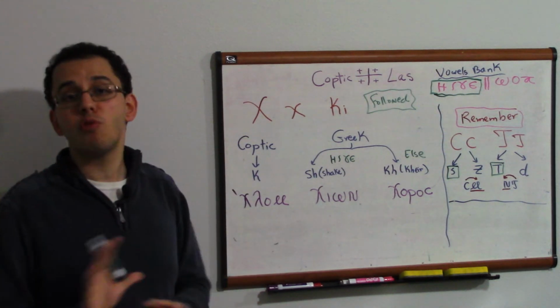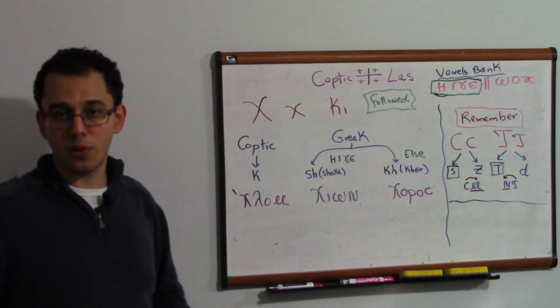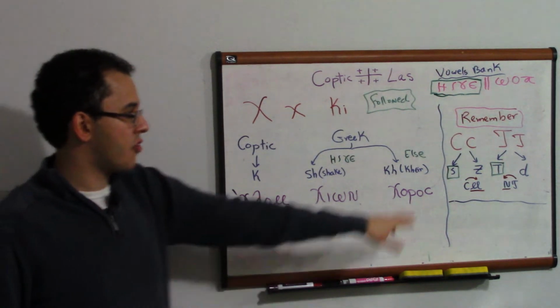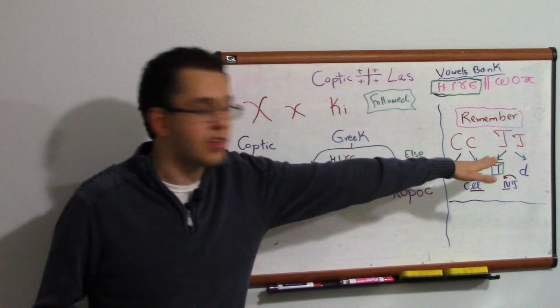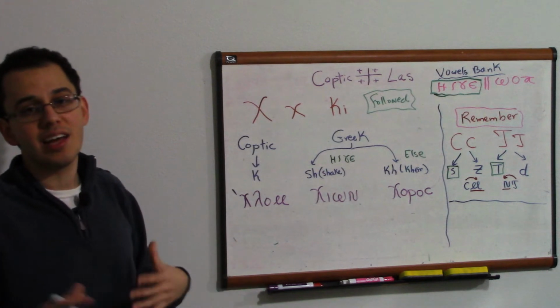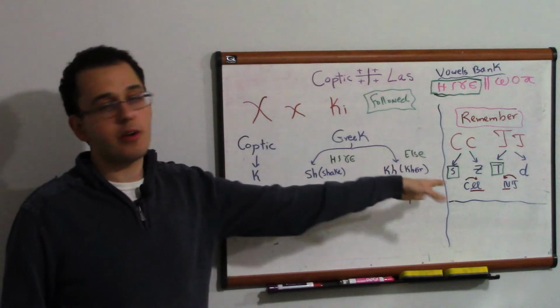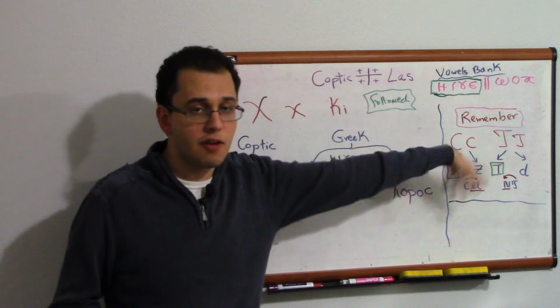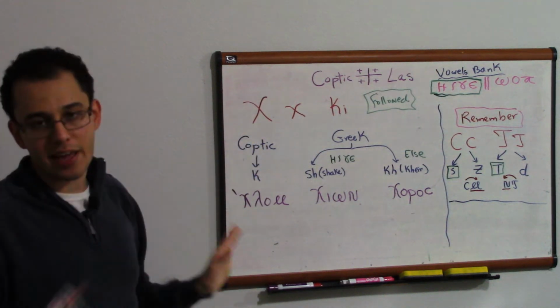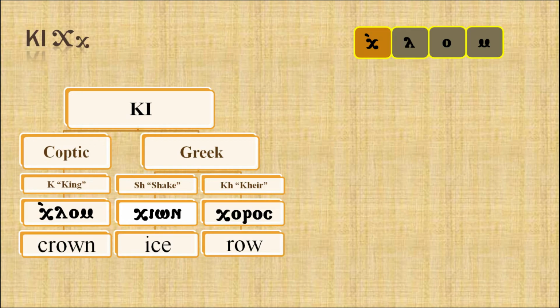So, K is very easy. If a word is of Coptic origin, it's always a K. No different than Sima, that's always an S, or Taf, that's always a T. Okay, so in Coptic, it becomes very easy. Whenever you see a Sima, it's an S. Whenever you see a Taf, it's a T. Whenever you see a Ki, it's a K. Okay? So in Coptic, it's always a K.